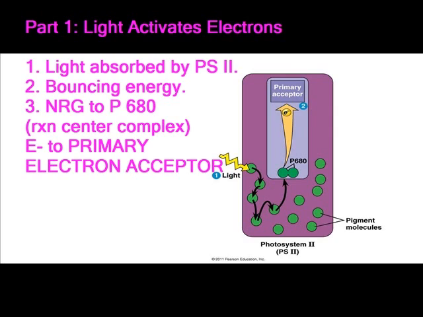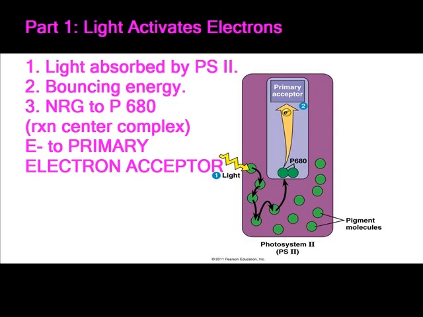So, our first step is that light activates electrons. The light enters photosystem 2 and gets absorbed. The energy bounces around to all of these different chlorophyll molecules, activating electrons in each of them. Eventually, you're going to hit the reaction center complex. Okay, that is that little P680 molecule.